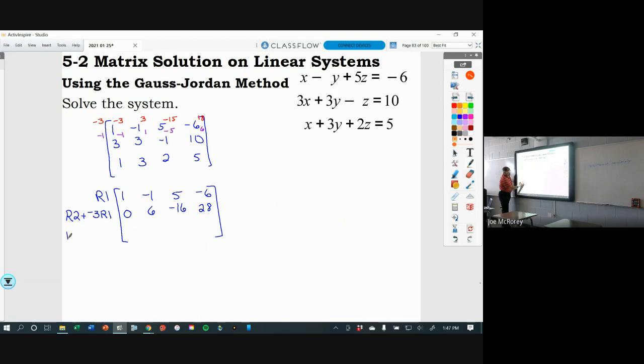I'm now going to replace row 3 with row 3 plus -1, row 1. So I'm going to take my bottom row and replace it with my purple numbers. -1 and 1 is 0. 1 and 3, 4. -5 and 2, -3, 6 and 5, 11.